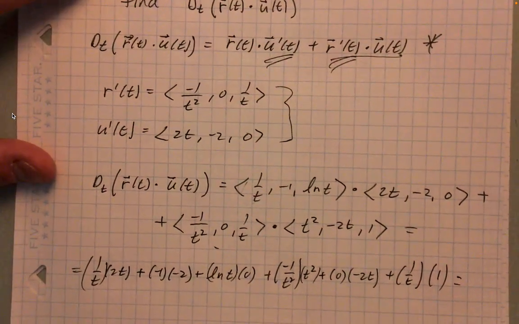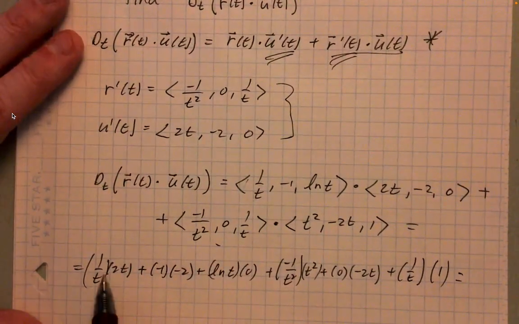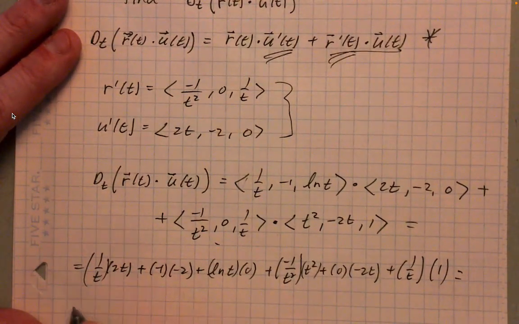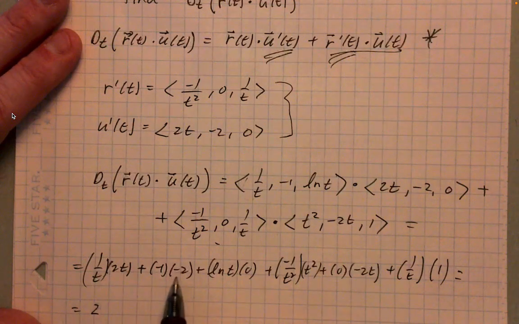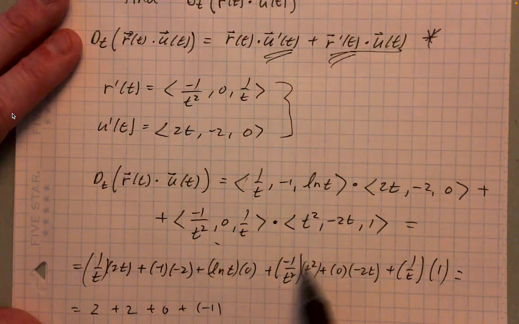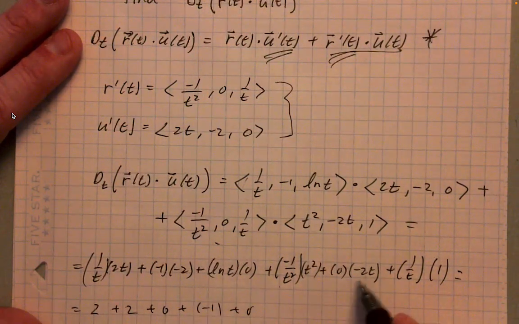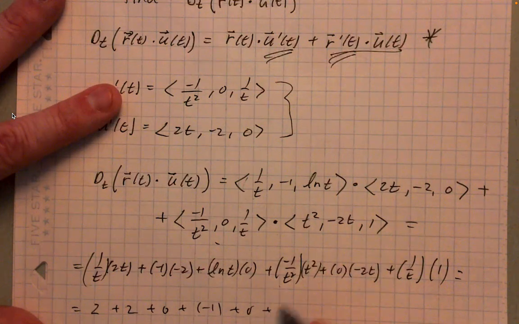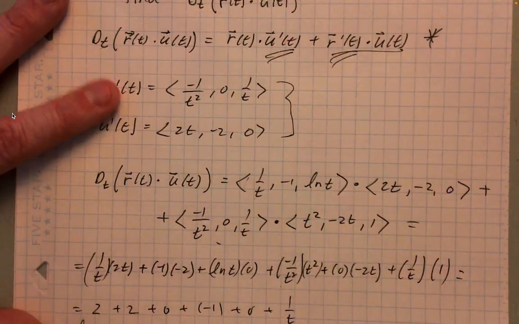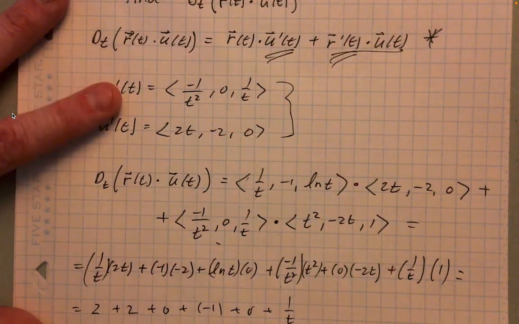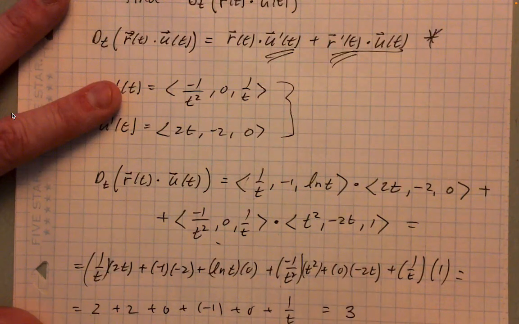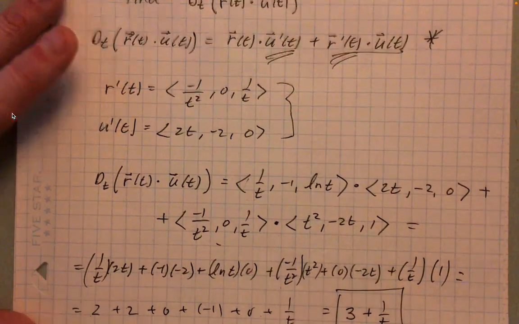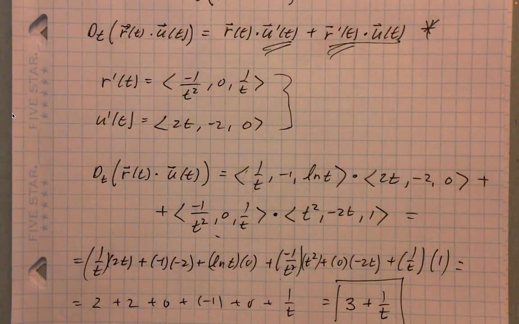And now obviously this cleans up a ton. Right? This one up here, for example, that's 2. This is also 2. This is 0. This is negative 1. That's a 0. And this is a 1 over t. So what do I have here? I've got 2 plus 2 minus 1. So I've got 3 plus 1 over t. That's the derivative of the dot products here.